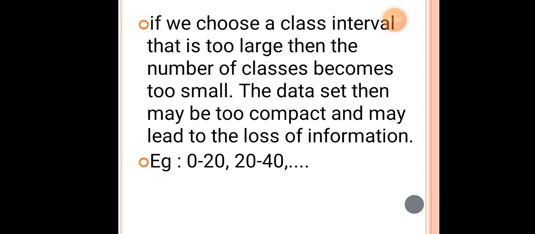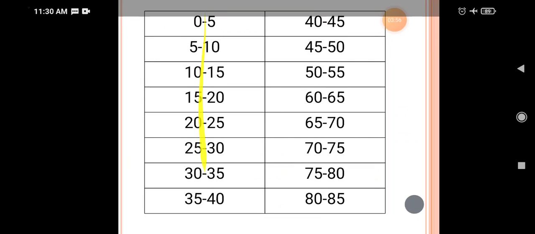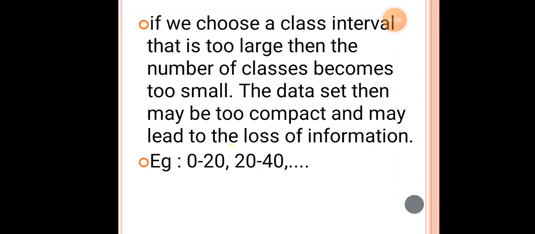What happens if you choose the class interval very large, like 0 to 20 or 20 to 40, or even 0 to 30, 30 to 60? It is very important that the class interval should be equal for every class. Here, every class interval is equal to 5. In the same way, if I take into consideration the larger values, the class interval here is 20.